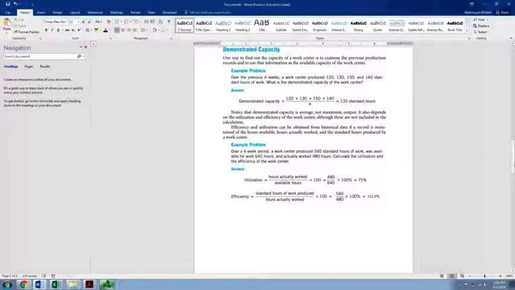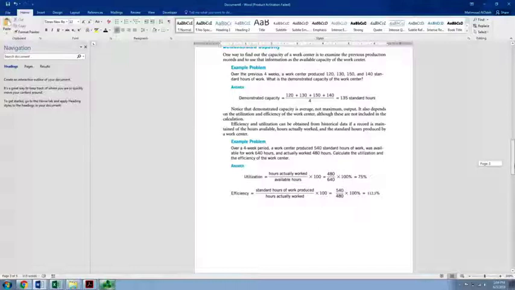So you look into the months, like 4 or 5 months ago, and you find the average of what you've done before, and based on that you say, okay, my capacity, I'm able to produce this unit. Okay, let's move on to an example problem.